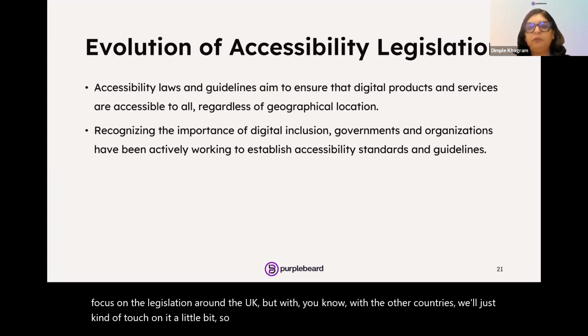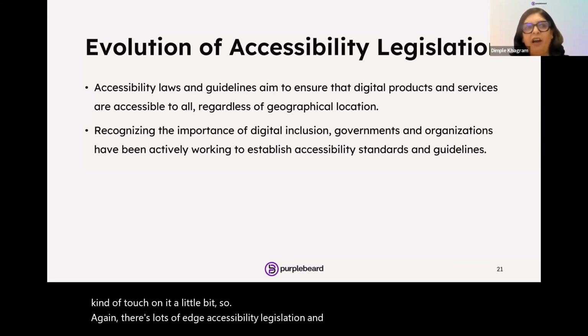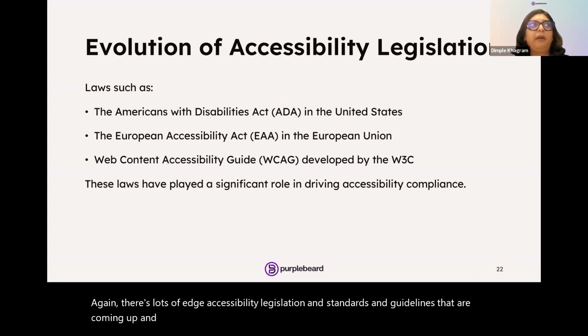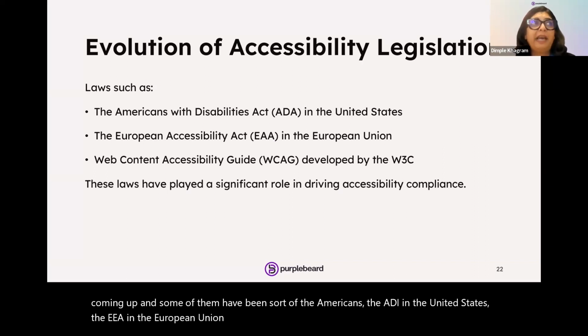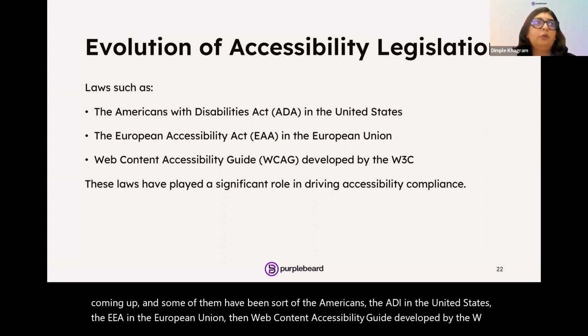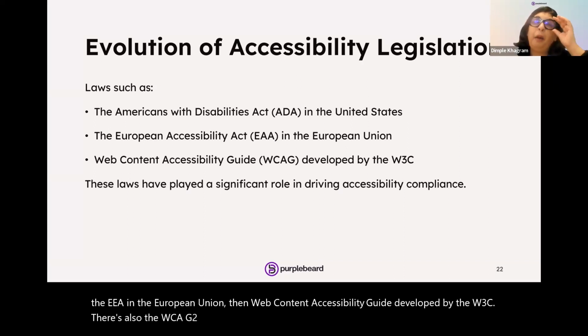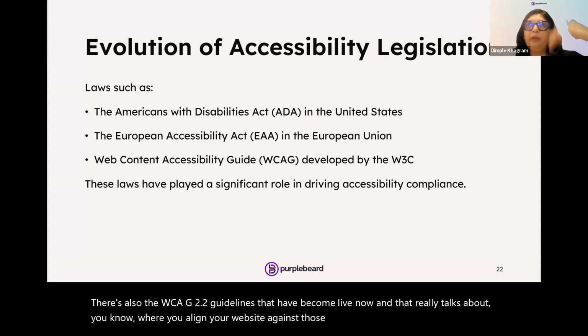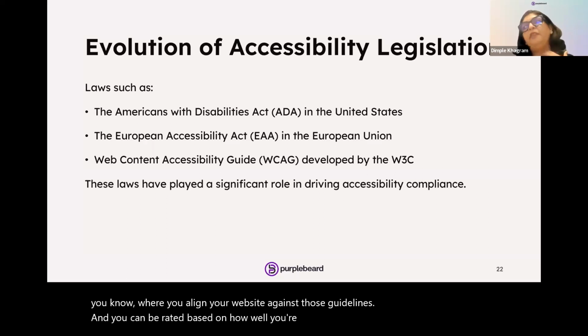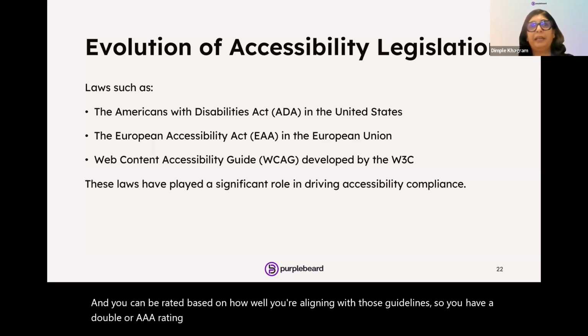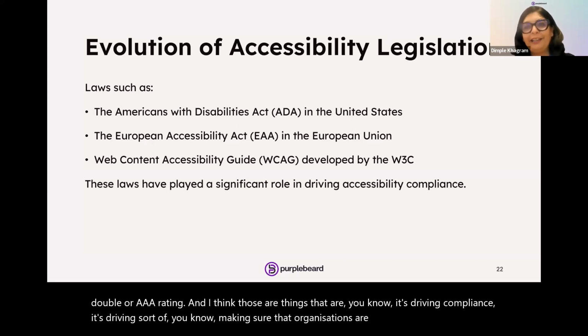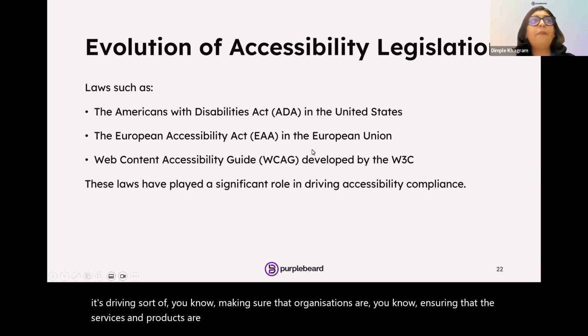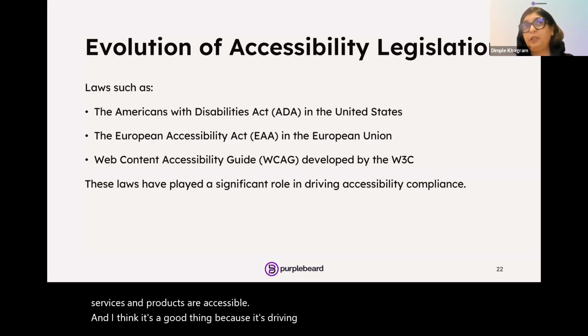Again, there's lots of accessibility legislation, standards and guidelines that are coming up. Some of them are the ADA in the United States, the EAA in the European Union, then the Web Content Accessibility Guidelines developed by the W3C. There's also the WCAG 2.2 guidelines that have become live now. That really talks about where you align your website against those guidelines, and you can be rated based on how well you're aligning with them. So you have an AA or AAA rating. I think those are things that are driving compliance, making sure that organizations ensure that services and products are accessible. It's a good thing because it's driving compliance, engagement, and buy-in.